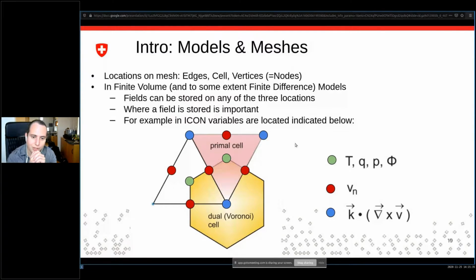So for example, in Icon, the designers decided to split the variables as follows: you're going to have temperature and pressure on the cell centroids, you're going to have the velocities, or rather the normal components of the velocities, on the centers of the edges, and you're going to have the vorticities on the corners. And this has severe numerical consequences for how you do that split. But again, this is not so important right now. What is important to know right now is simply that not all variables are going to be on the same entity.